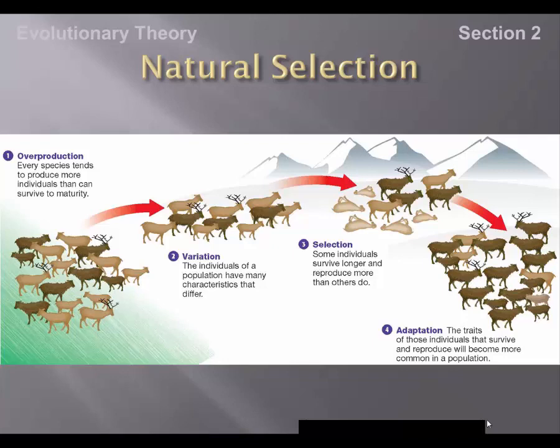So you see in this population where the long-furred or long-coat organisms and the moderate coat organisms tended to survive. Maybe it was a situation where the winter was exceptionally harsh. And so the ones that were better suited to the environment survived. And because they were better suited to the environment, they were able to pass their genes on to the next generation. That's adaptation. The traits of those individuals that survive and reproduce will become more common in the population.